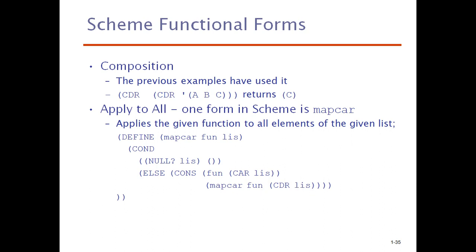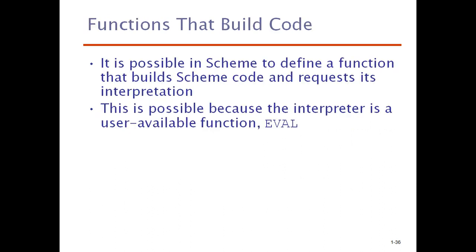Next, functions that build the code. It is possible in Scheme to define a function that builds Scheme code and requests its interpretation. This is possible with the help of a function called eval. It is possible because the interpreter is a user-available function, eval. So this eval is a function especially used for interpreting the evaluation. Now we'll see the example.